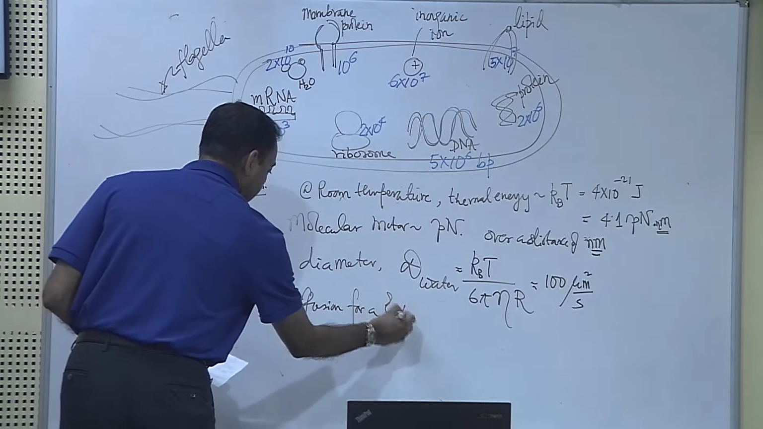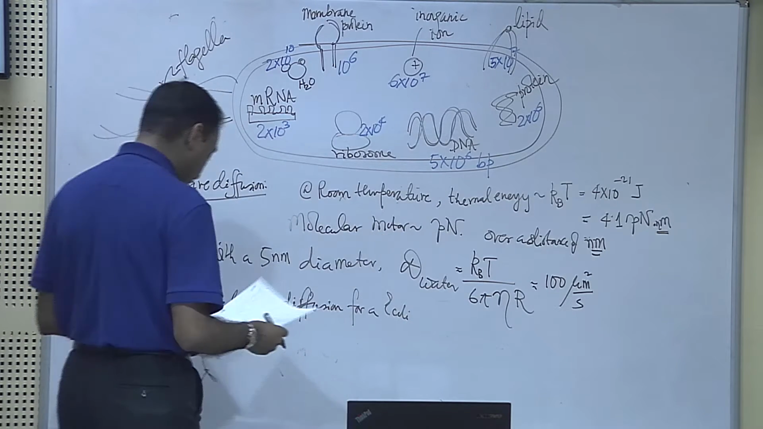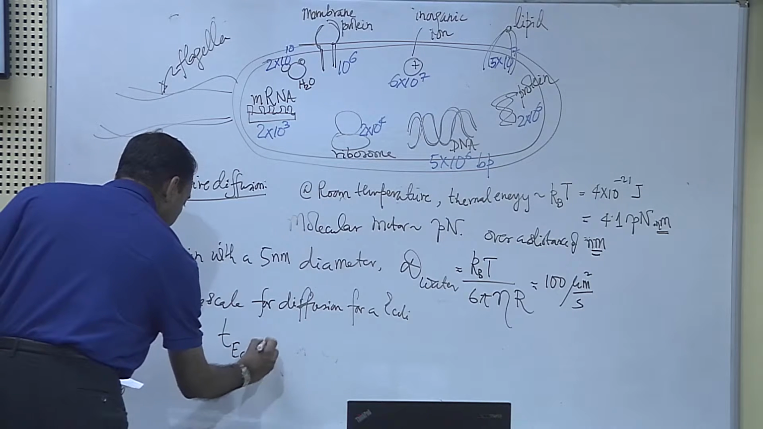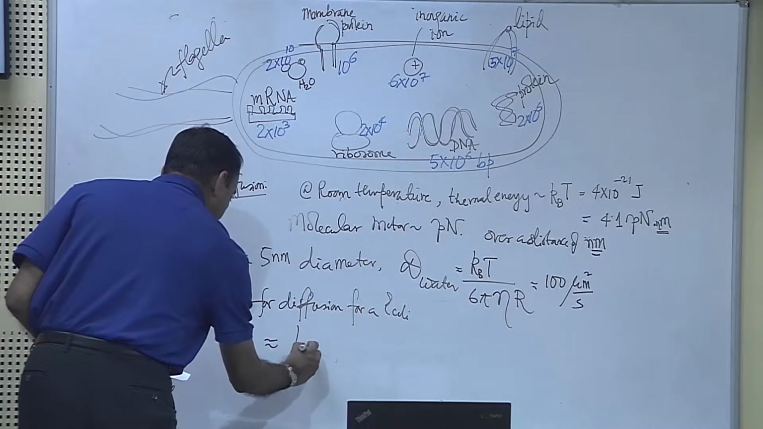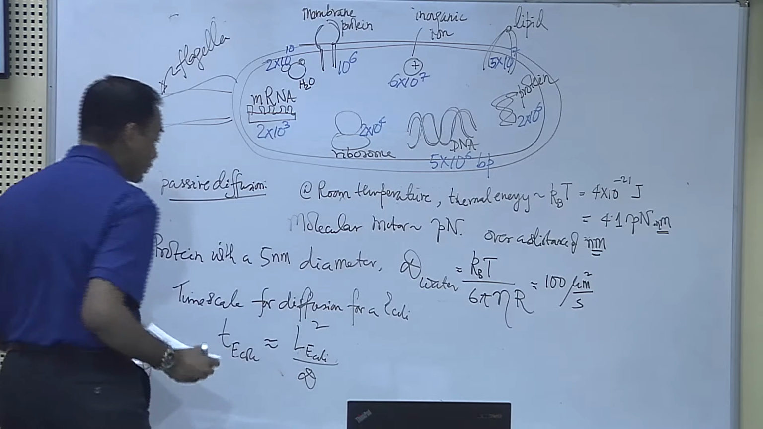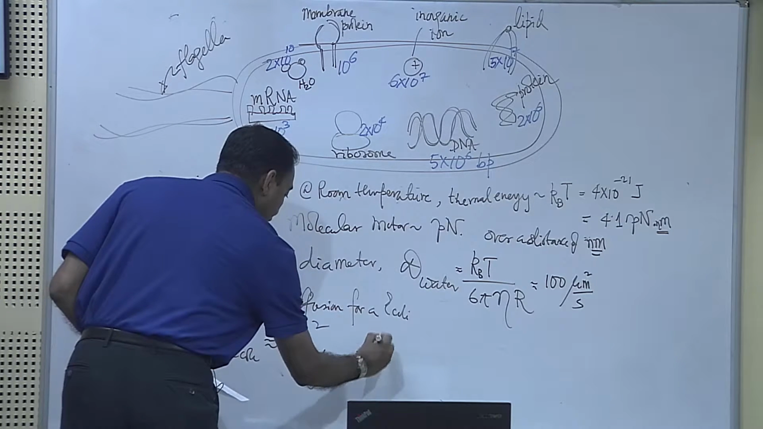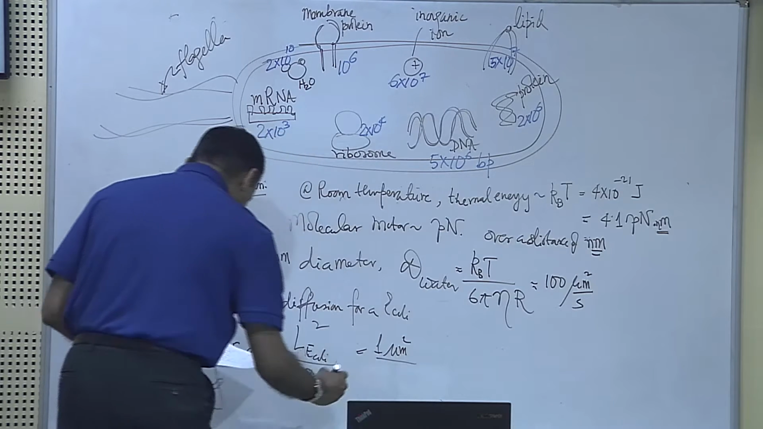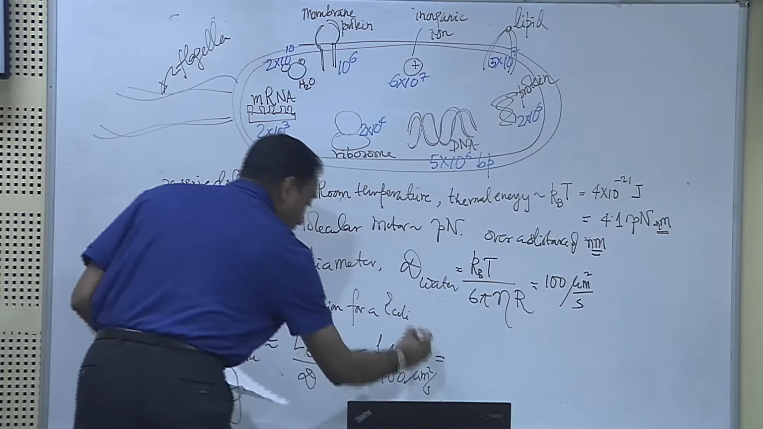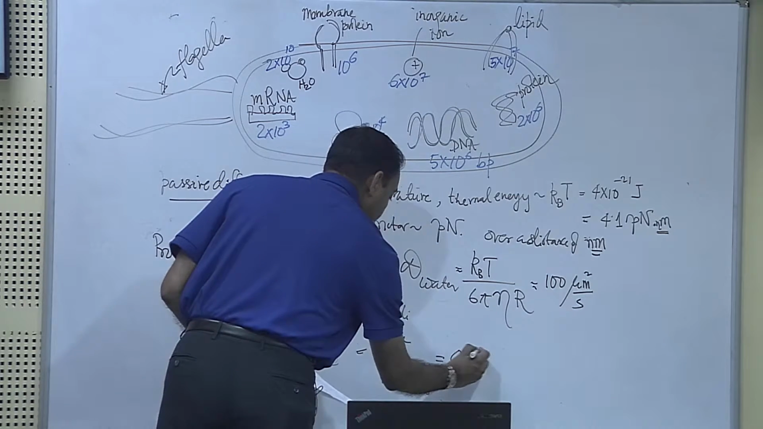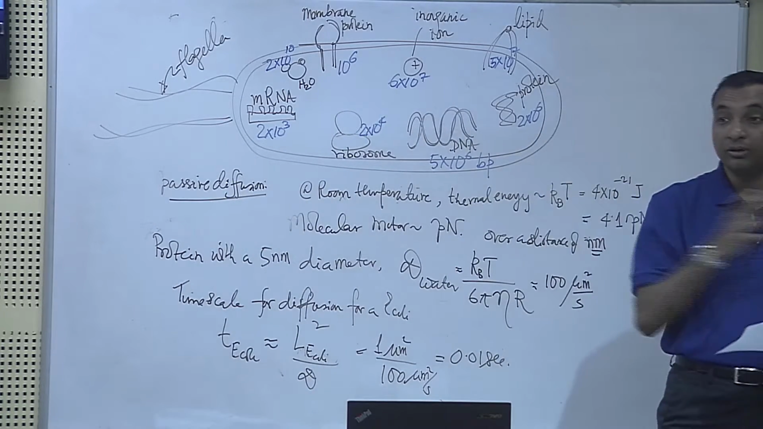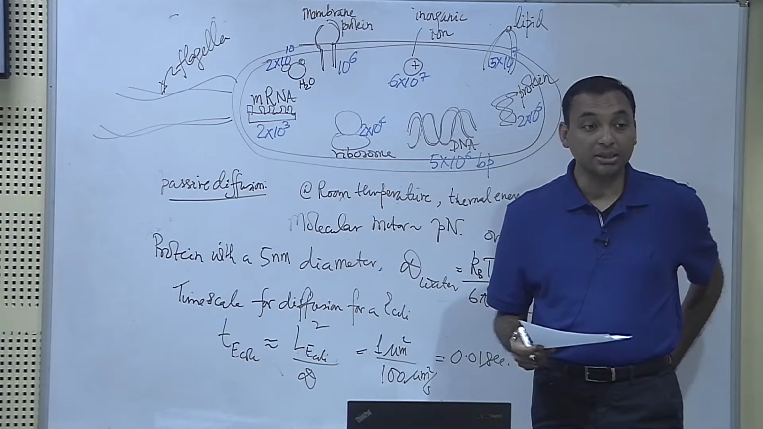E. coli cell, which is the entire length. We already know the length of the E. coli is 1 micrometer. So, the time scale for the E. coli is L, the length of the E. coli, squared over the diffusion coefficient. Length squared is 1 micrometer squared over the diffusion coefficient, which is 100 micrometer square per second. So the micrometers cancel out, and you get close to 0.01 second. Okay? So it's extremely fast. So the protein will move within the E. coli cell at a very fast rate. Okay?